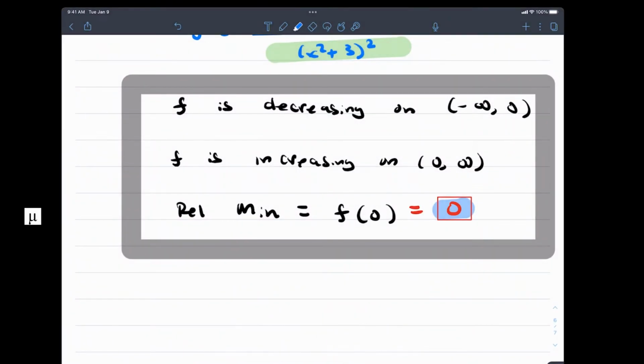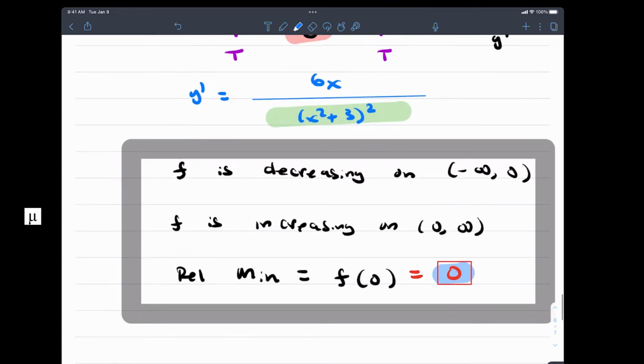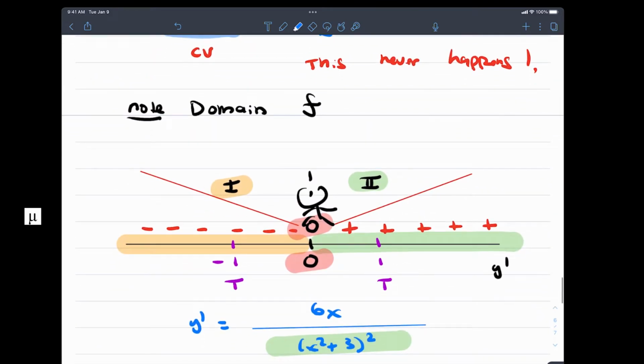So, ladies and gentlemen, it's a good question, relative min. But you're going to look at the sign analysis on that first derivative. That's pretty much what you do. Easy breezy, lemon squeezy, hopefully.